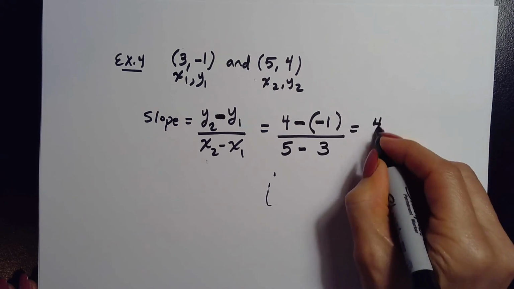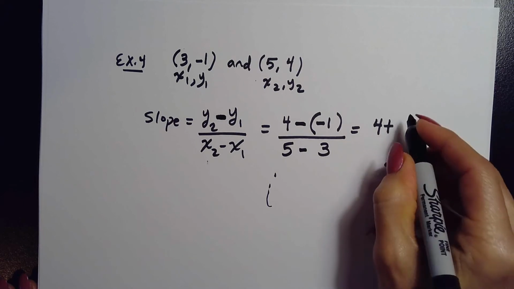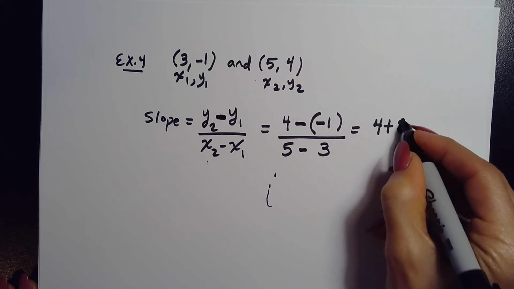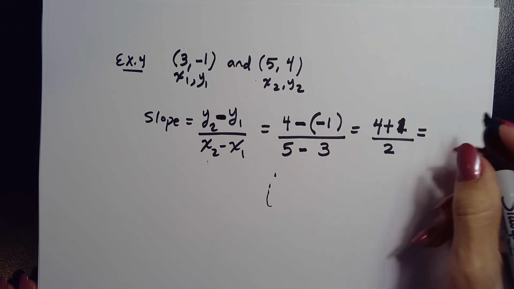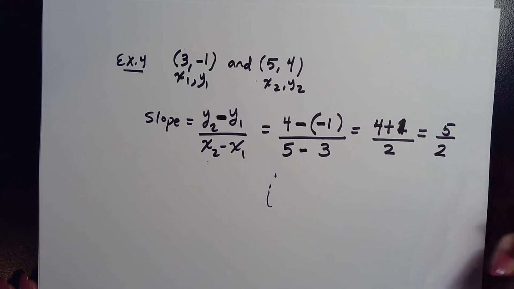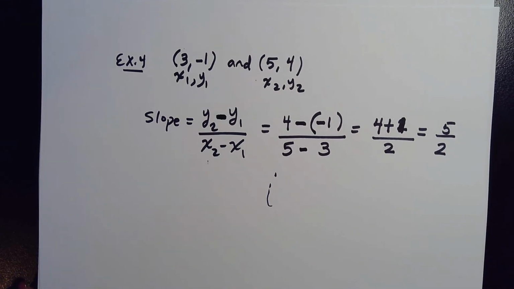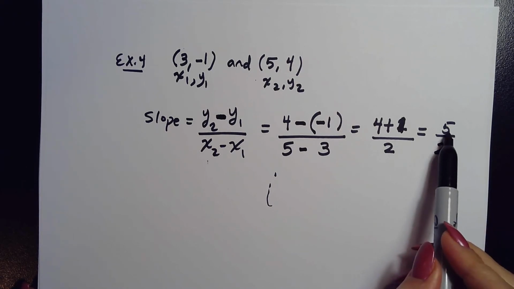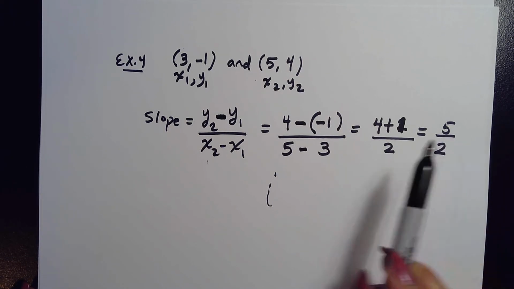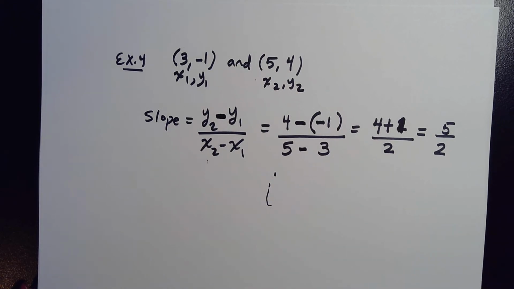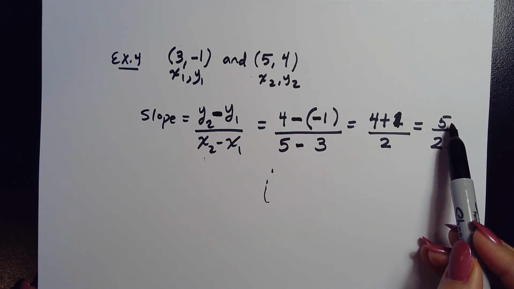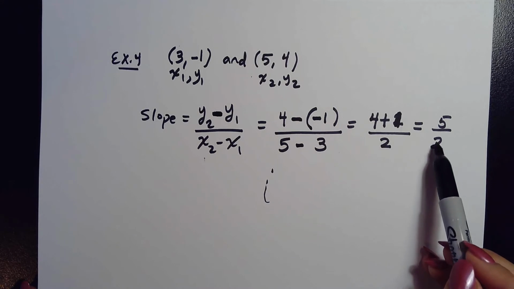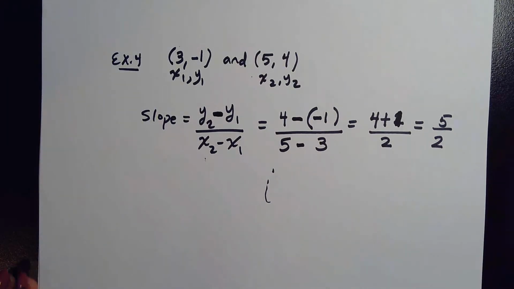We have 4 minus minus, which gives us a plus, so plus 1, divided by 5 minus 3 equals 2. So 4 plus 1 equals 5, divided by 2. We get a slope of 5 over 2, a rise of 5 and a run of 2. Remember that this is the rise over the run. This means that as x is changing by 2, y is changing by 5. So that's the slope for example 4.